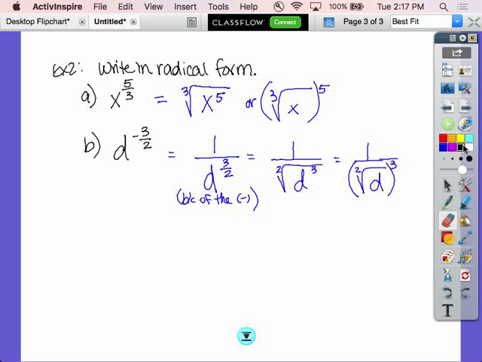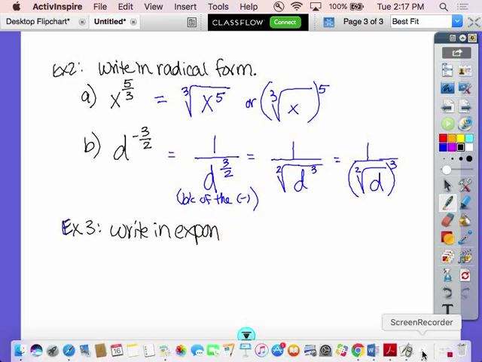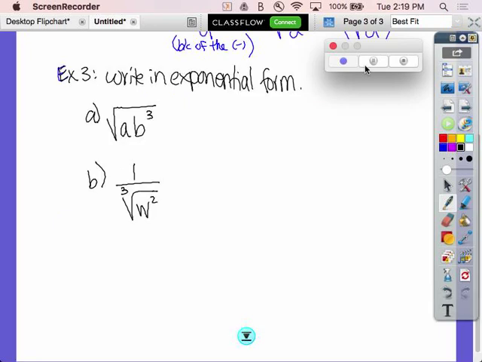All right, moving on. This is example 3. We're going to write it in exponential form. Okay, example 3, you're going to write in exponential form. I'm going to pause the video while I write. Pay attention.